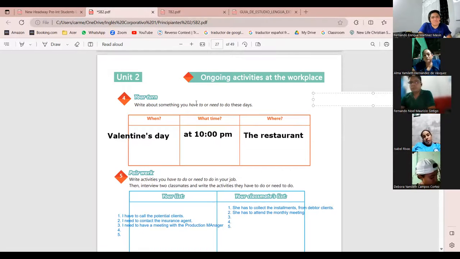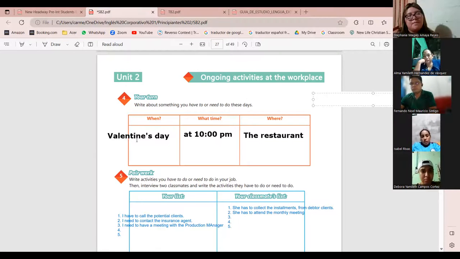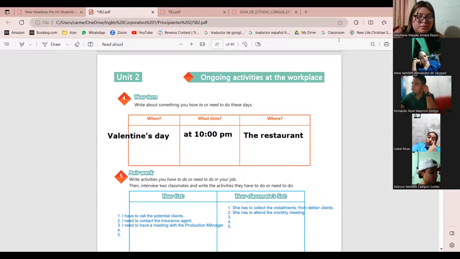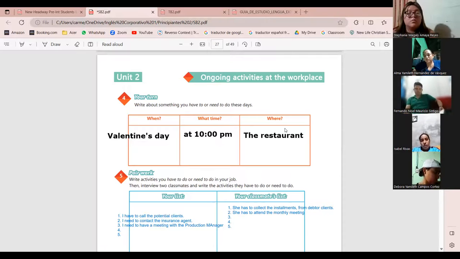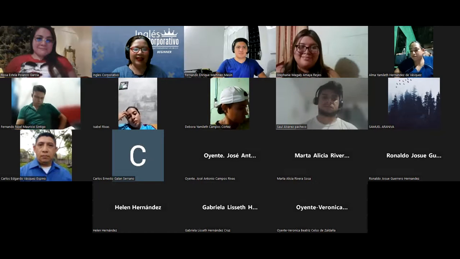The restaurant. So let's try to say this. I have to what? I have to, let's say, contact the insurance agent on Valentine's Day at 10 p.m. in the restaurant, okay? Or at the restaurant, it will be okay. Esta es una manera para que podamos ordenar nuestras ideas, ¿sí? Entonces, para mañana vamos a terminar este cuadrito con unas 5 actividades más. Entonces, ustedes traigan listo. When. What time and where. Y diferentes actividades, ¿verdad? Pueden ser divertidas, ¿ok?